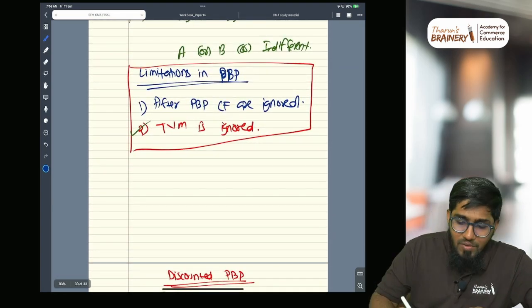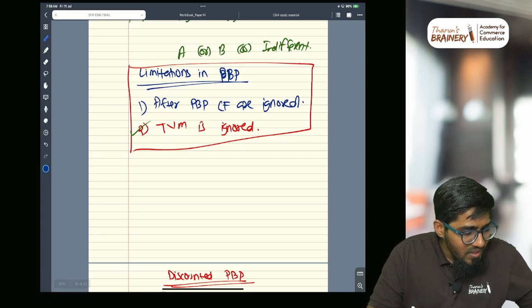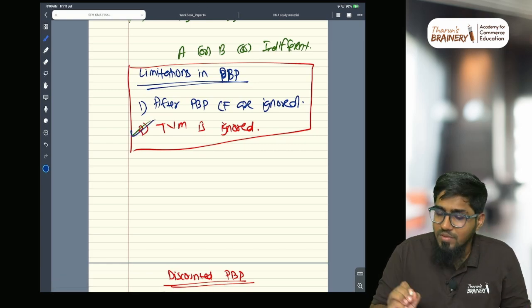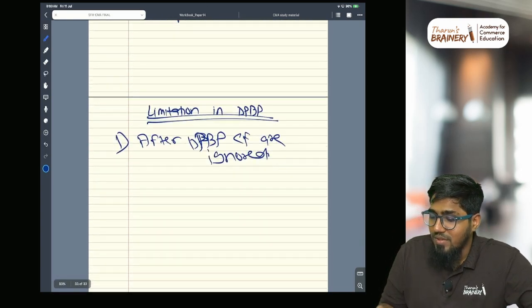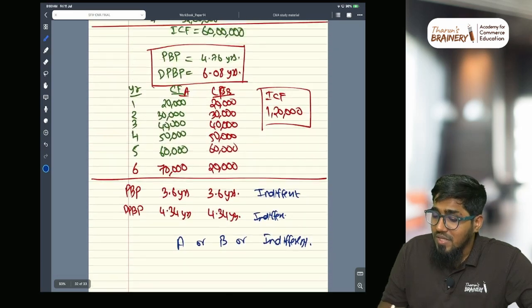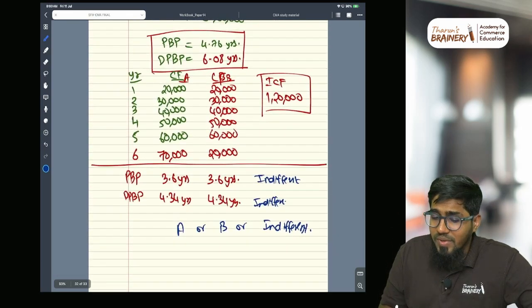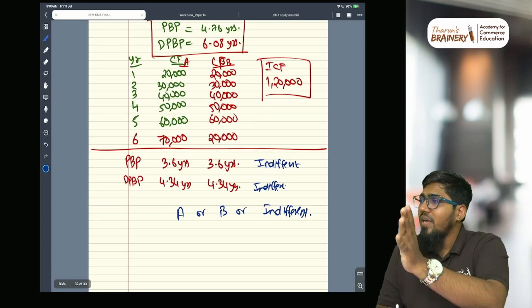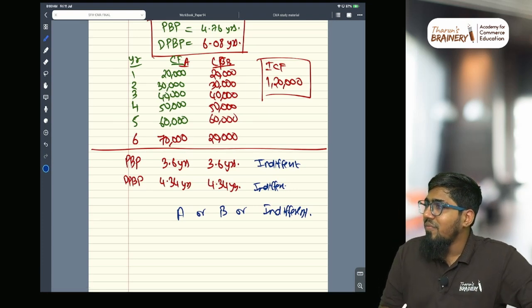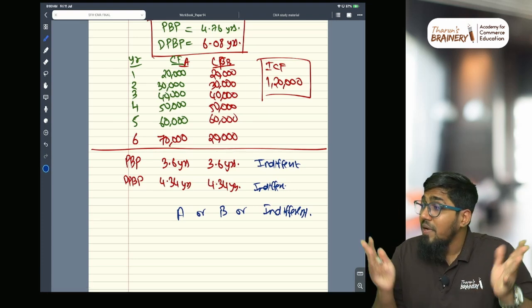The time value of money limitation we have solved. But this one limitation we have not solved. This limitation is there in discounted payback period also. So one person comes and says, sir, we have cash flow A, we have cash flow B. Which one should we select? You will tell indifferent.